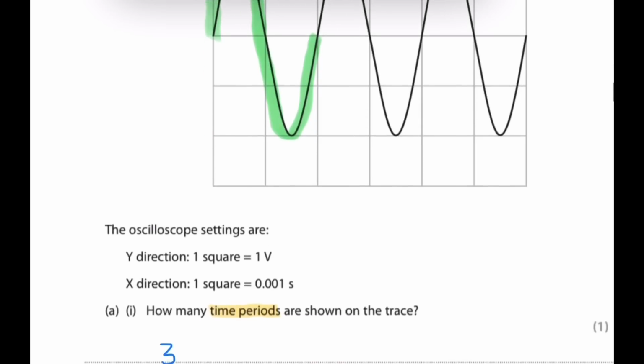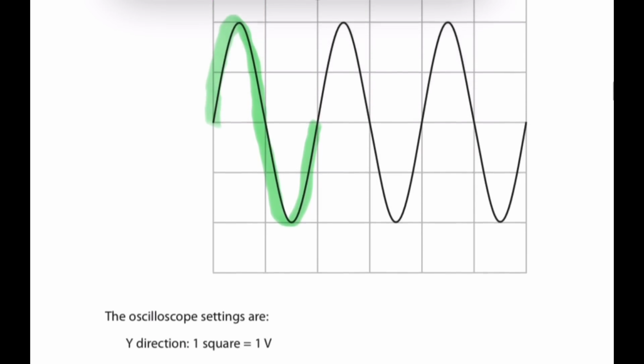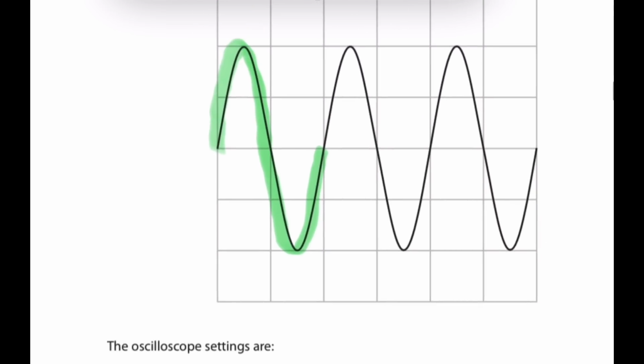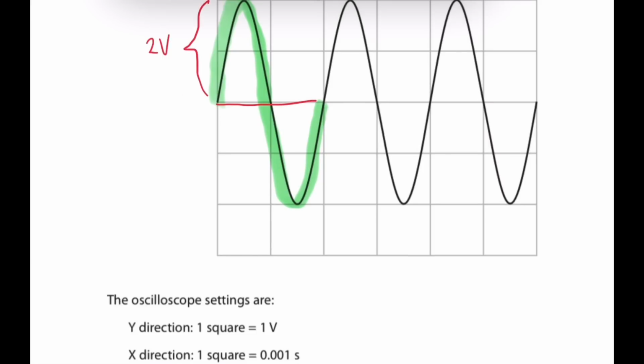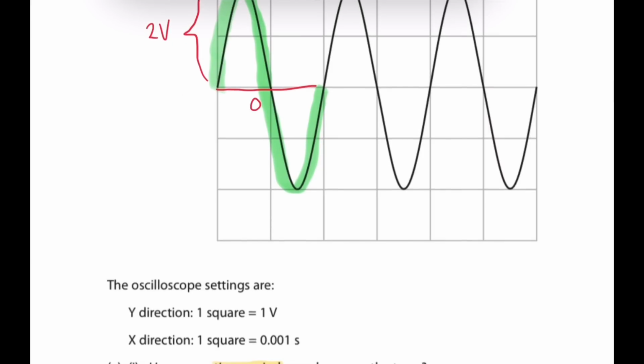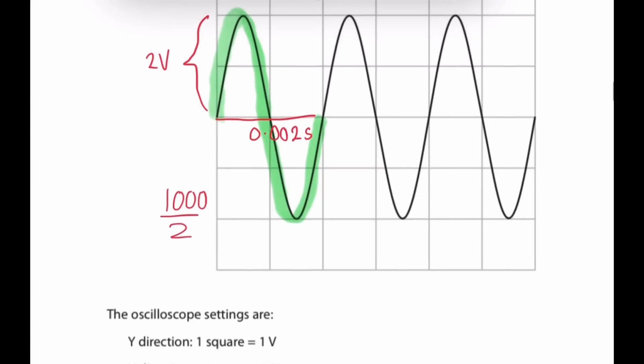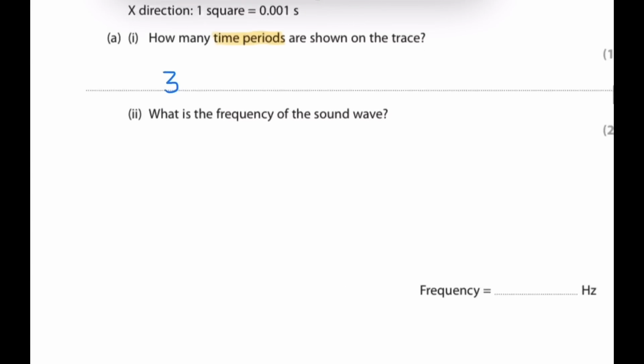So you are going to firstly find that the y direction is going to be 2. The x direction is going to be 0.002. Now dividing them together, you're going to get an answer of 1000. And now you want to divide it by 2 in order to find one full turn, and that is going to give you a frequency of 500 Hertz.